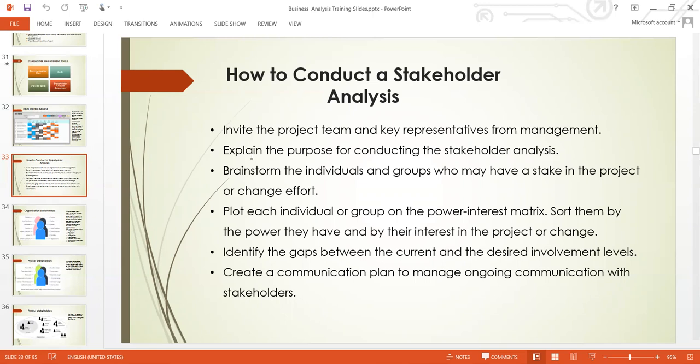Identify the gap between the current and the desired involvement level. Create a communication plan to manage ongoing communication with the stakeholders. So that is how you manage your stakeholders. You do your stakeholder analysis with the document provided here. We are going to look at them one after the other.